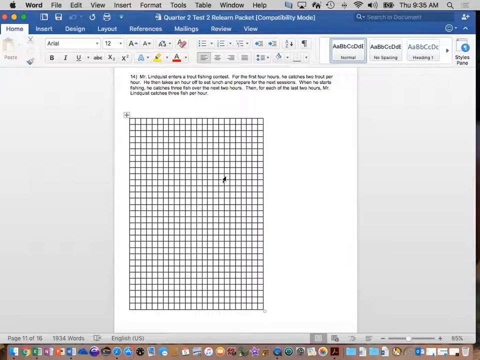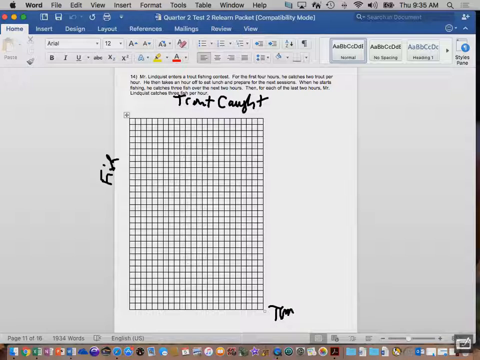Okay, last question we need to do for our Relearn packet. Mr. Lindquist enters a trout fishing contest. So maybe the first thing I'll do is turn around here and label trout caught. This will be fish, and this will be time. All right? So we're talking about hours like 4, 5, 6, etc. So I'm going to go by ones for the horizontal axis.